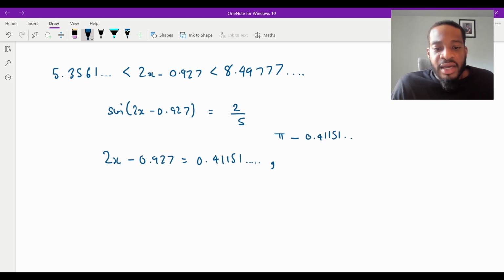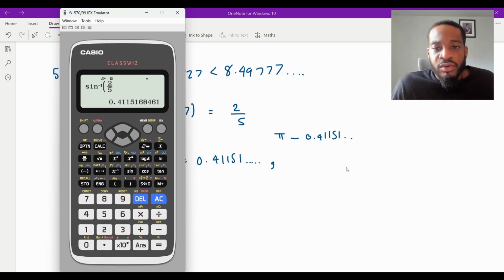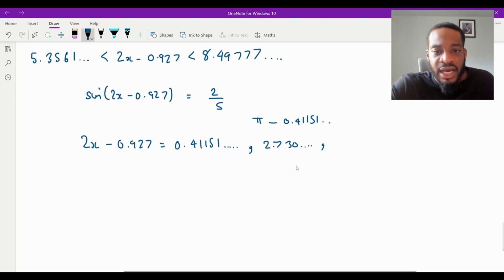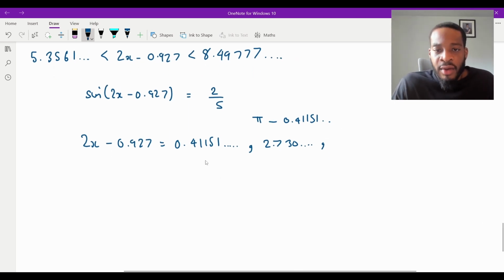So I'm going to find out what that is. Before that though, let me do that. So pi minus answer is going to give me that one there. So the next one's going to be 2.73, so it's going to be one of the other ones, isn't it? 2.73 0 blah blah blah. Now we need it between 5 and 8. So let's just figure out what that is. So remember, we've got these two values now.